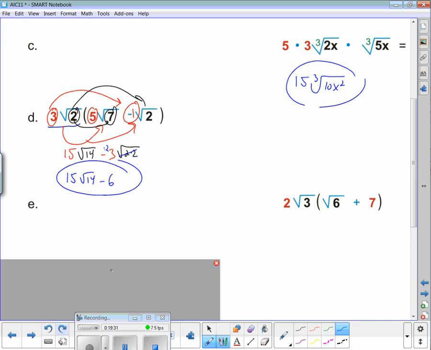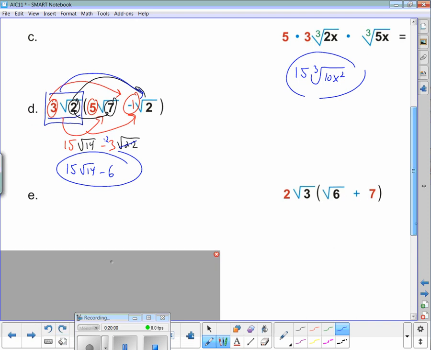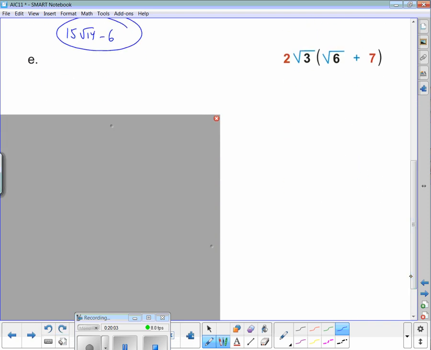All right, what else did you do that messed you up, Zach? 15 times 2 times negative 3. Okay, so you multiplied too many things. Yeah, too many things. Because again, that second distribution is coefficient times coefficient, radical times radical. All right, so let's see if you can clean up your mistakes and try E. Learn from what just happened. Let's see if we can get E.